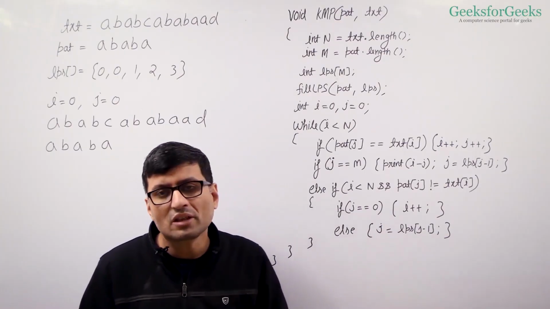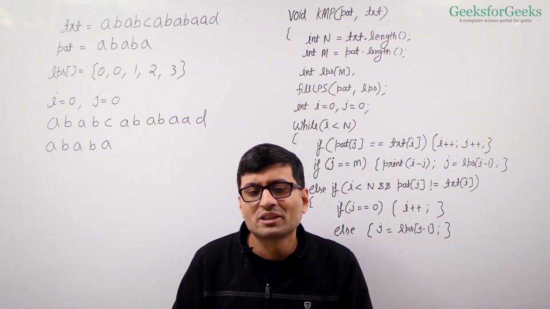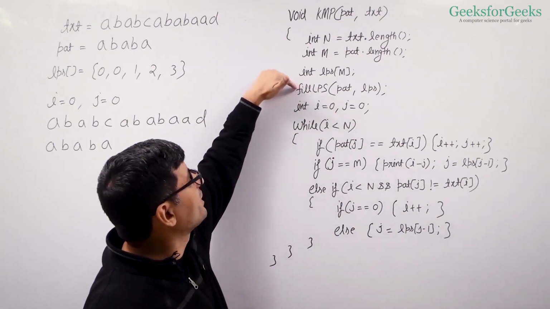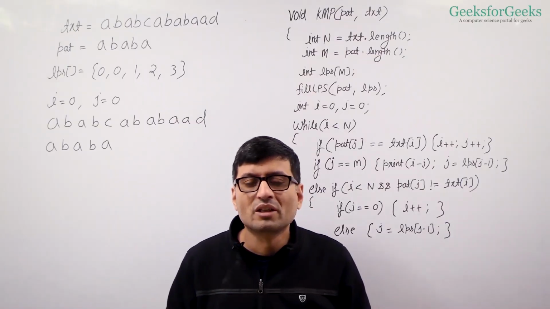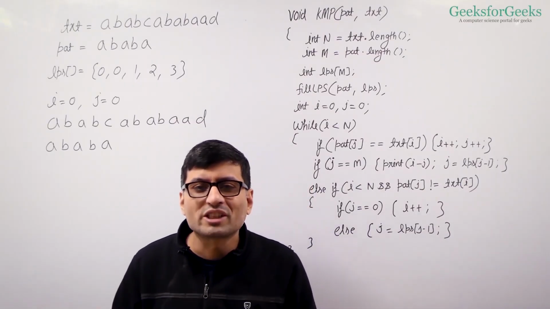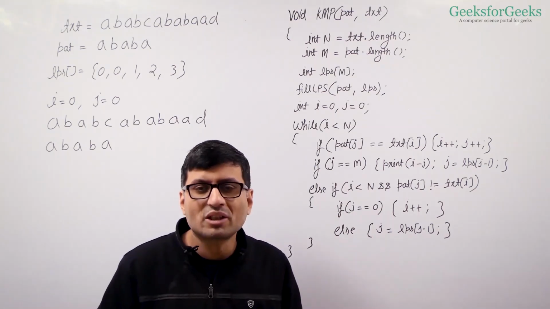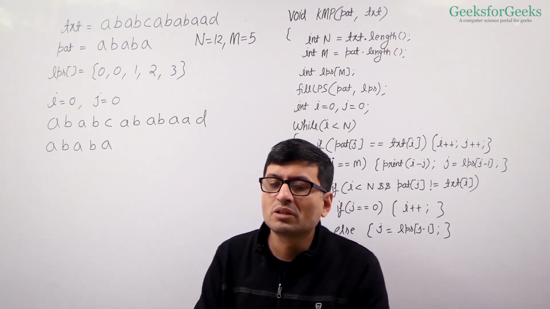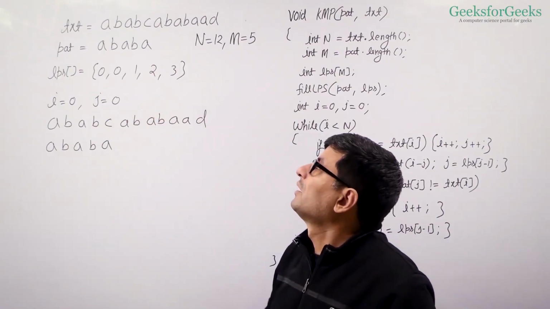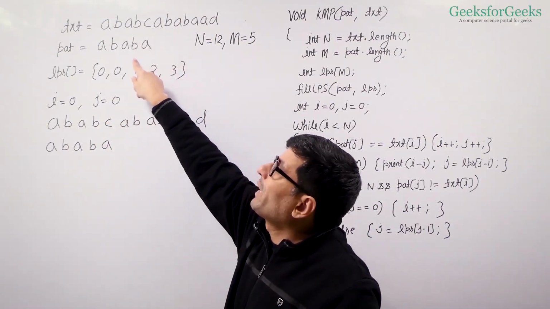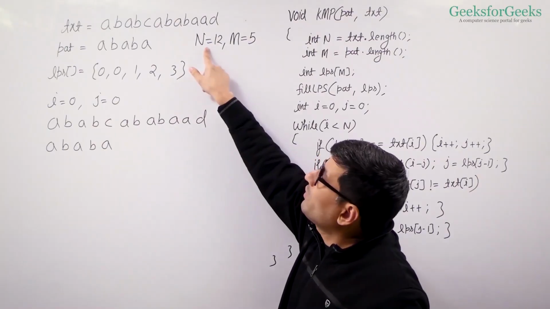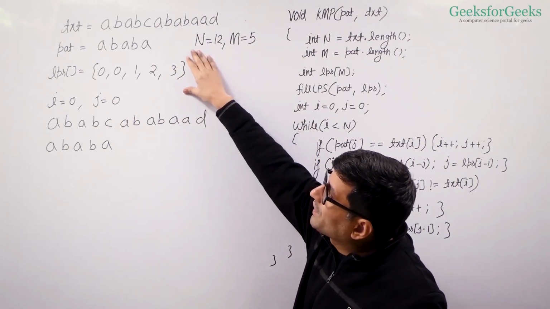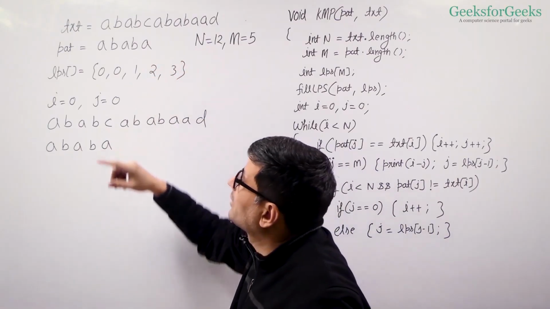If you take a look at this algorithm, it looks very similar to what we discussed in the fill LPS function in the previous video. Fill LPS also uses the idea of this KMP algorithm to fill the LPS array. Let's now do a dry run of this algorithm for this particular example. So this is our text and this is our pattern. The length of this text is 12 and the length of the pattern is 5. And we have built the LPS array for this particular pattern.